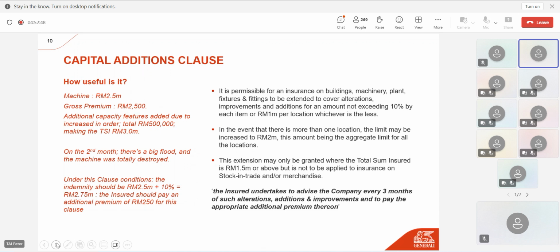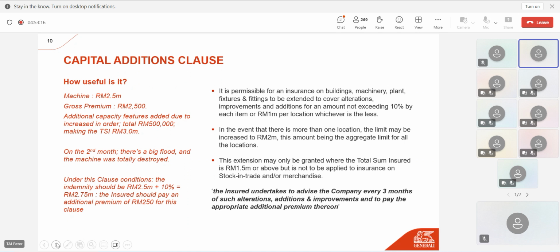Okay, plus 10%, because it's the amount not exceeding 10%. There's the condition of the clause. It becomes 2.75. Okay, the insured should pay an additional premium of 250 for this clause. They just pay the extra 250 ringgit based on 10% of this. They can get 2.75 million in the event of a loss within the third month.